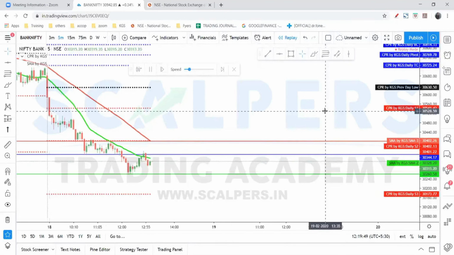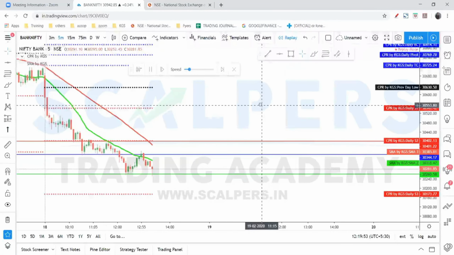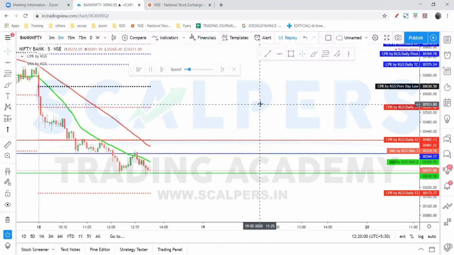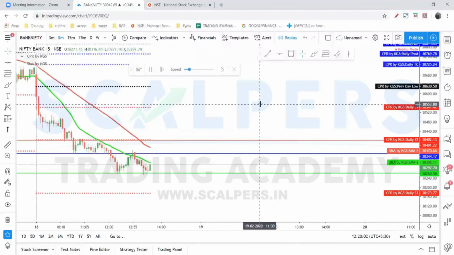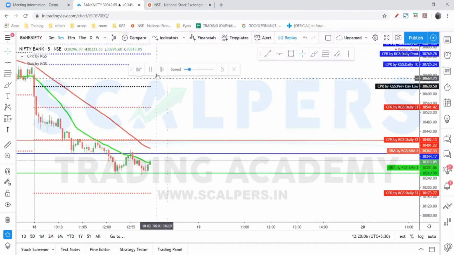See, this is how you trade a falling RTP. I hope everybody is clear now how to trade a falling RTP. See, now the day low is not getting broken. Can you see?